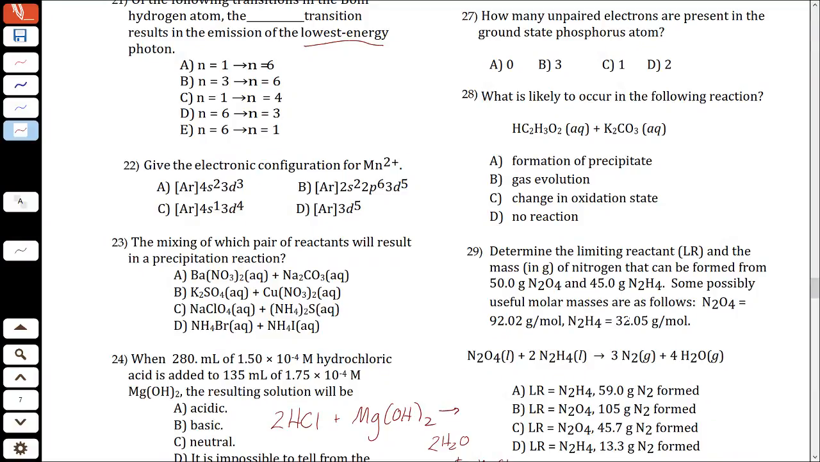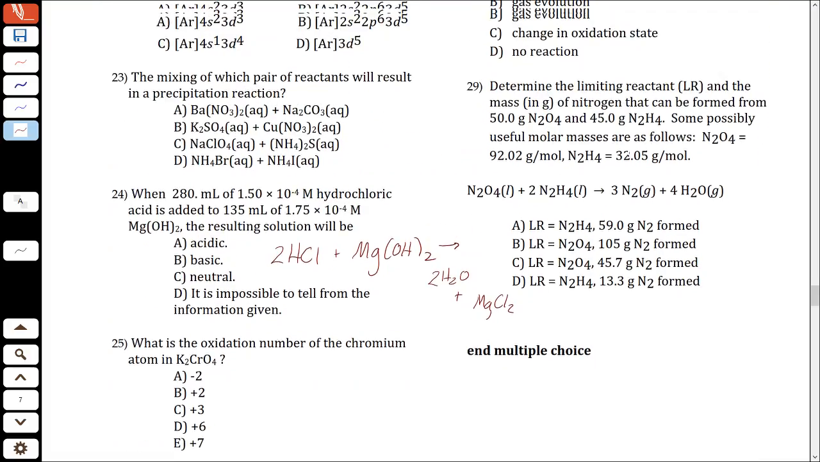Phosphorus has 3 unpaired electrons in its 3p orbitals. And this looks maybe hard to tell, but this should be a gas evolution reaction because you have acetic acid, which is that first molecule, and potassium carbonate. We know carbonates, when mixed with acid, tend to form carbon dioxide gas.